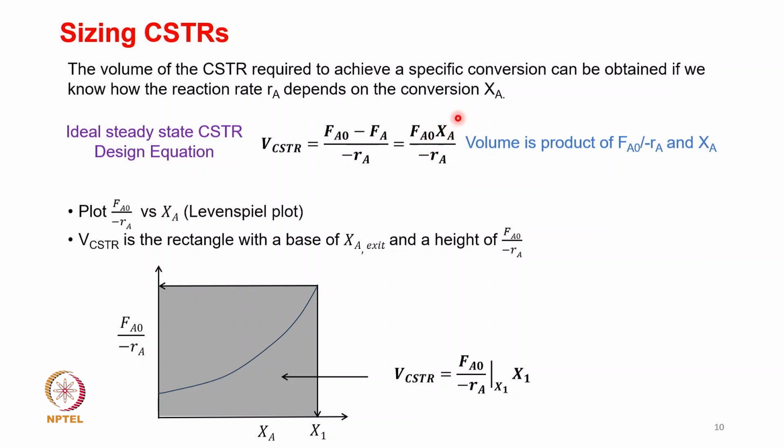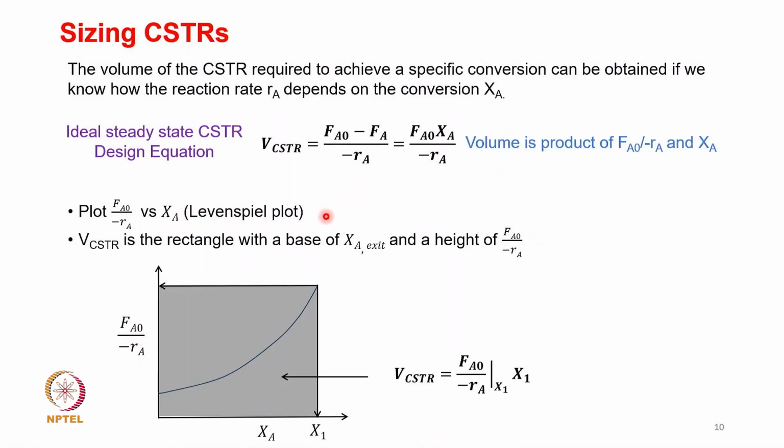So now what you can see here is that there are two terms in a product. So you could decompose this particular function as the product of FA naught by minus RA times XA. So the volume is a product of FA naught by minus RA and XA. And to design this reactor geometrically, what we need to do is to develop a plot which is known as the Levenspiel plot. So the Levenspiel plot is a plot that relates FA naught by minus RA and XA.